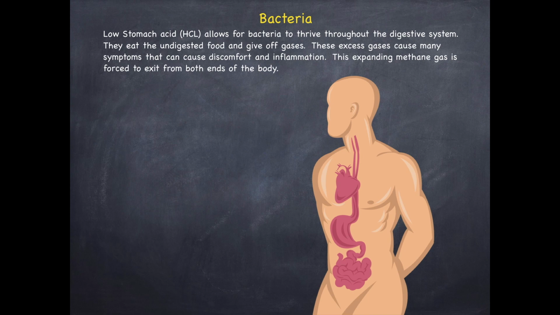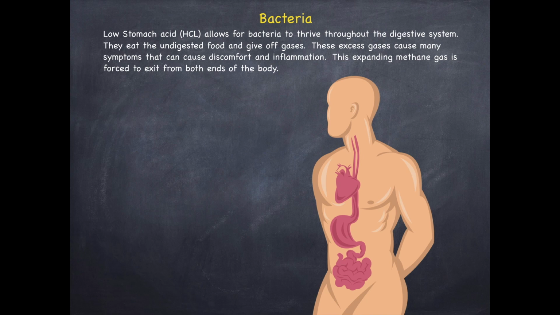Low stomach acid allows bacteria to thrive throughout the digestive system. They eat undigested food, which gives off gases like methane. These gases cause many symptoms like discomfort and inflammation, and it's forced out of your body. This is the methane gas that the bacteria gives off from eating your good food that wasn't digested properly.